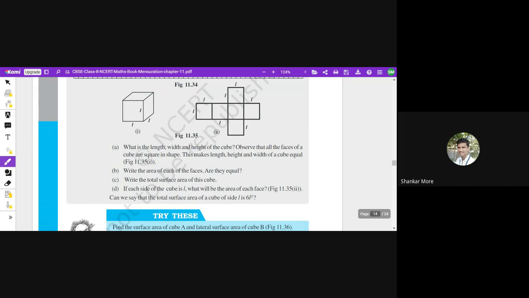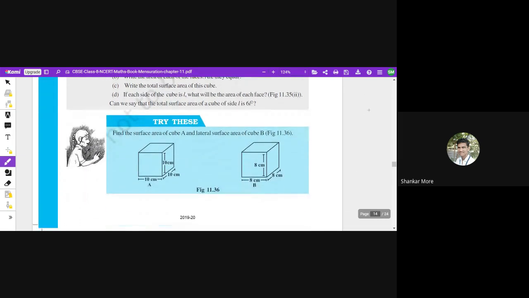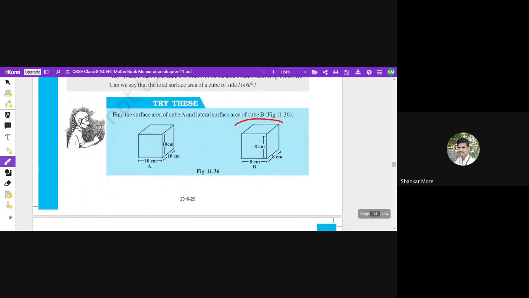Okay, so क्यूबॉइड का फॉर्मूला थोड़ा सा मुश्किल है और क्यूब का जो है वो बहुत ही सिंपल है, isn't it? Yeah, 6L square. Let's move further. Now find out surface area of this cube.